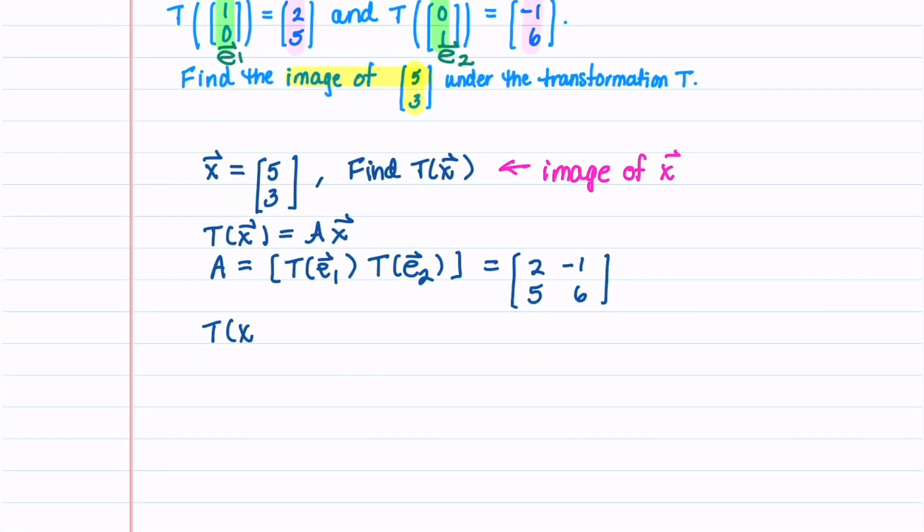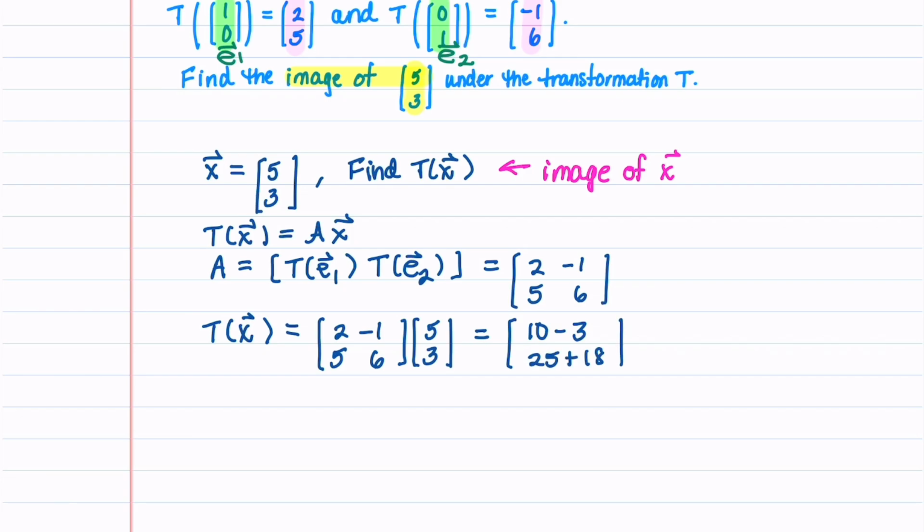We can now compute T of x. It's equal to our matrix A, which is 2, 5, -1, 6, times our vector x, which we were given as 5, 3. Let's now compute this matrix vector product. It's going to be 10 minus 3 on our first row, and then 25 plus 18 for our second row. This gives us an answer of 7 and 43. This vector 7, 43 is the image of vector 5, 3 under our transformation T.